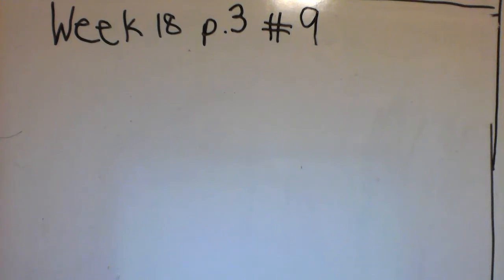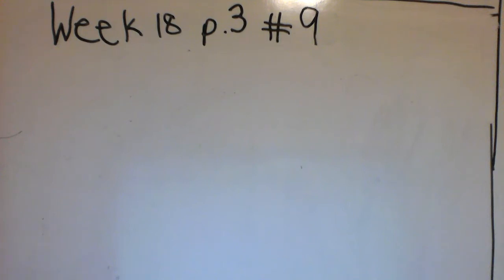This is Week 18, homework sheet, page 3, number 9. A solution is prepared by dissolving 0.0001 moles of zinc hydroxide in 50 liters of hot water. Will a precipitate form if the solution is cooled to 25 degrees Celsius? Assume that a negligible change in volume occurs during the operations. The solubility product constant is 4.5 times 10 to the negative 17th.